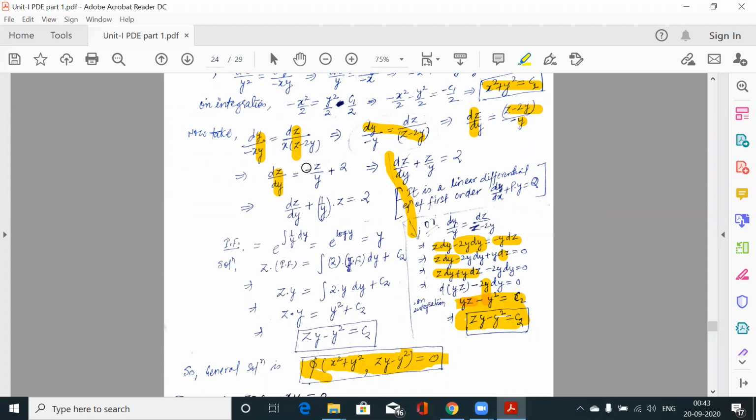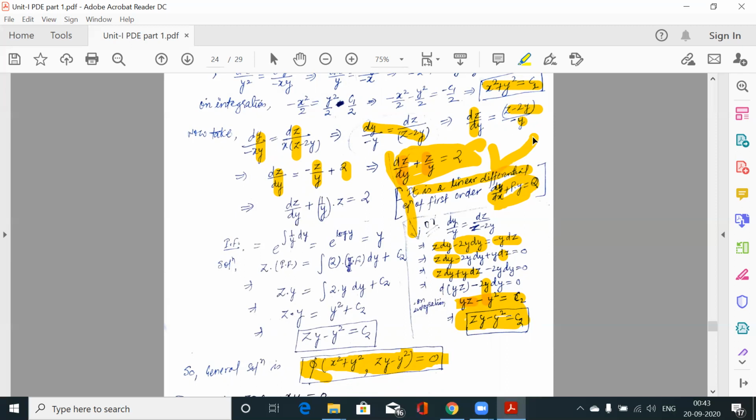We can write it as dz over dy is equal to minus z over y plus 2. And now we have shifted this term on the left hand side, so this becomes dz over dy plus z over y is equal to 2. If you remember the first order, first degree differential equation solution, this is a linear first order differential equation, of the form dy over dx plus py is equal to q. So we can get the solution from here also.